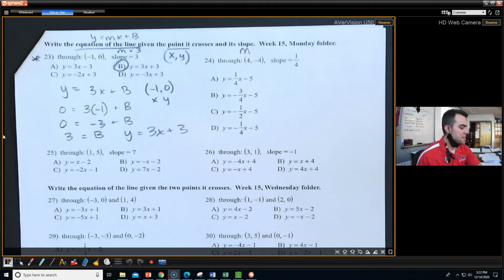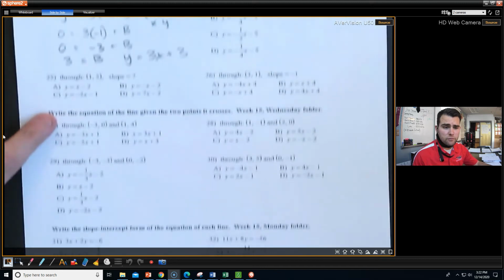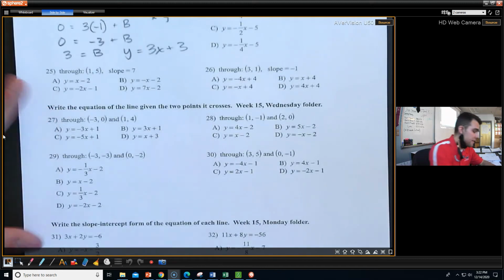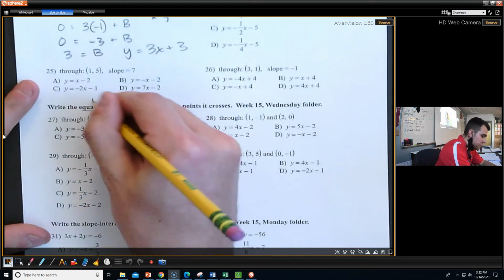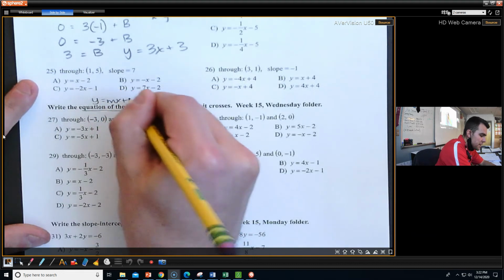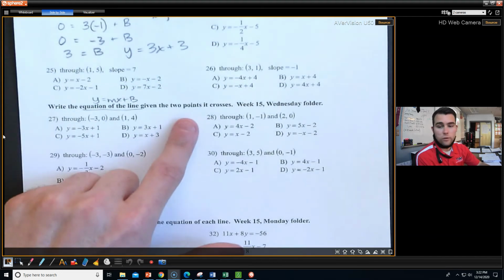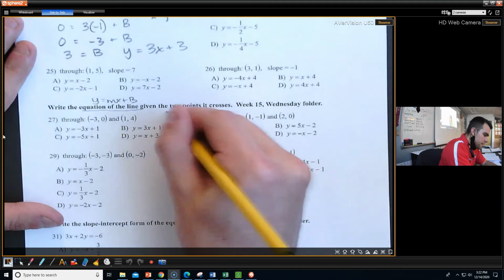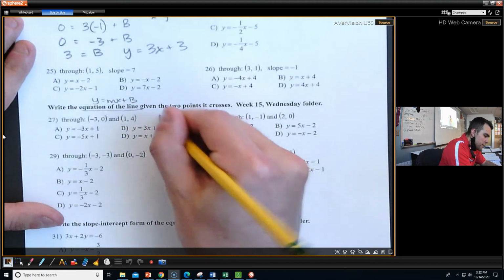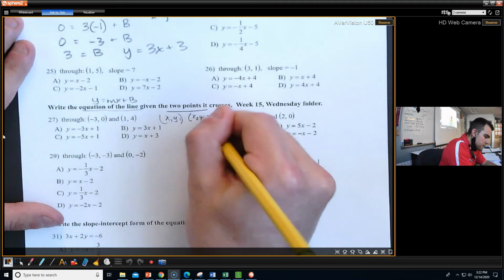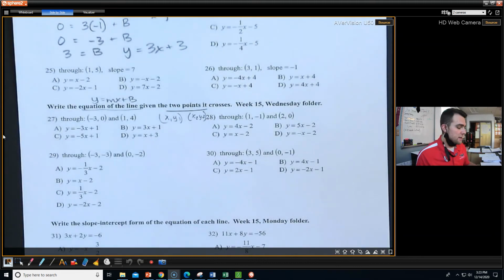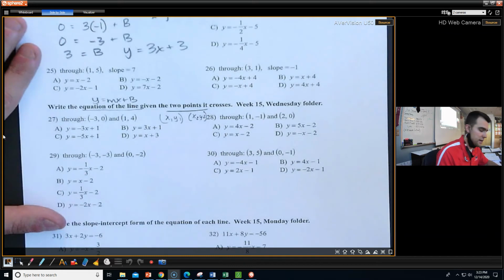Let's move on to 27 through 30. Again, in 27 through 30, you're still getting the equation of the line. That has not changed. You're still getting a y equals mx plus b. However, you're only given two points now, so you're given an x1, y1, and an x2, y2, and we're not given the slope. So we actually have to find our m and we have to find our b. Let's take a look at number 30.